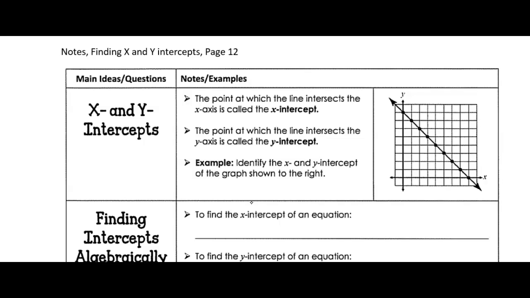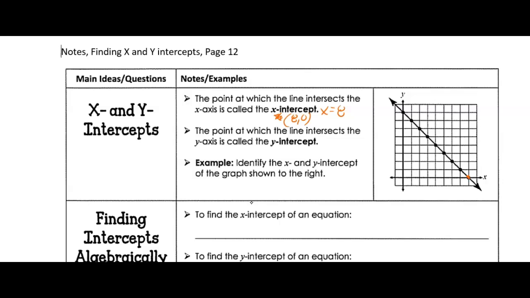The point at which a line intersects the x-axis is called the x-intercept. So you see that over here. In this example, it's 1, 2, 3, 4, 5, 6. Looks like it's x equals 8. And if we wrote it as a coordinate pair, we would write it as (8, 0). So it's whatever the x is in an xy pair.